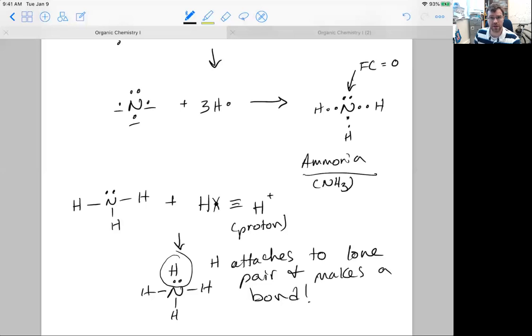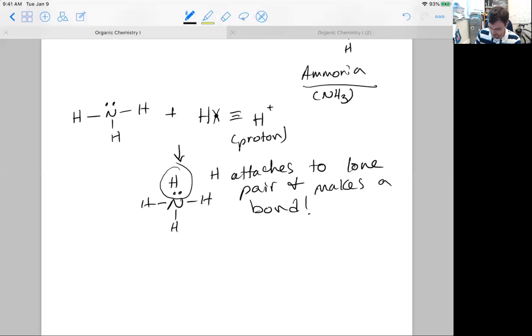So we have 1 subatomic particle, the proton, that's so desperate for electrons, it's just going to jump onto the lone pair of electrons on the nitrogen. The nitrogen does seem to get the raw end of the deal. The hydrogen now has an octet. It's now forming a bond with nitrogen. So the bond forms.